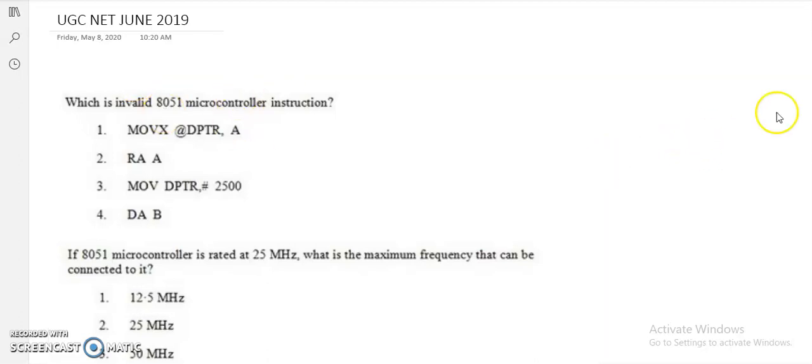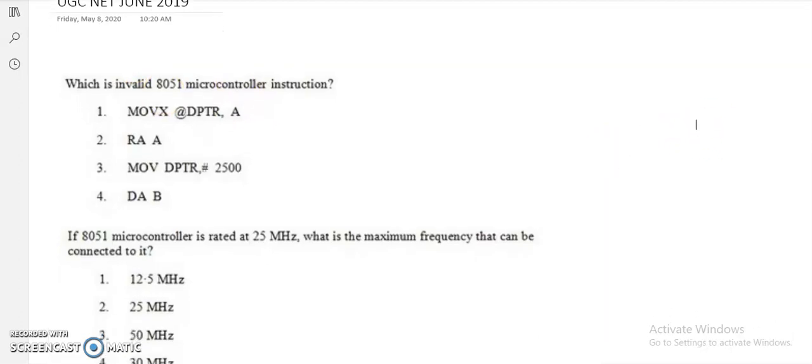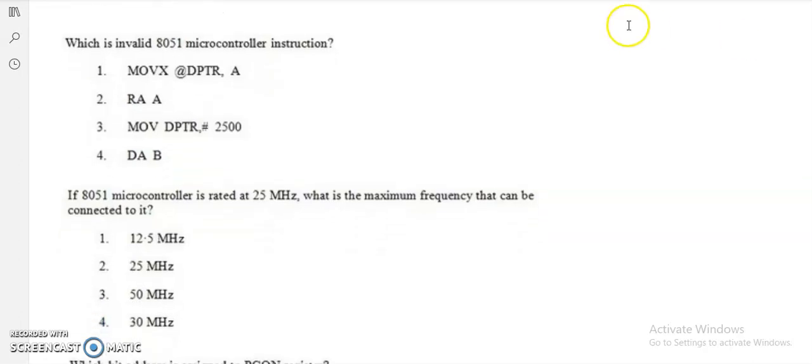So in this video, we are going to see the previous year questions regarding microprocessors and microcontrollers. Coming to the first question, they have asked which is the invalid 8051 microcontroller instruction.